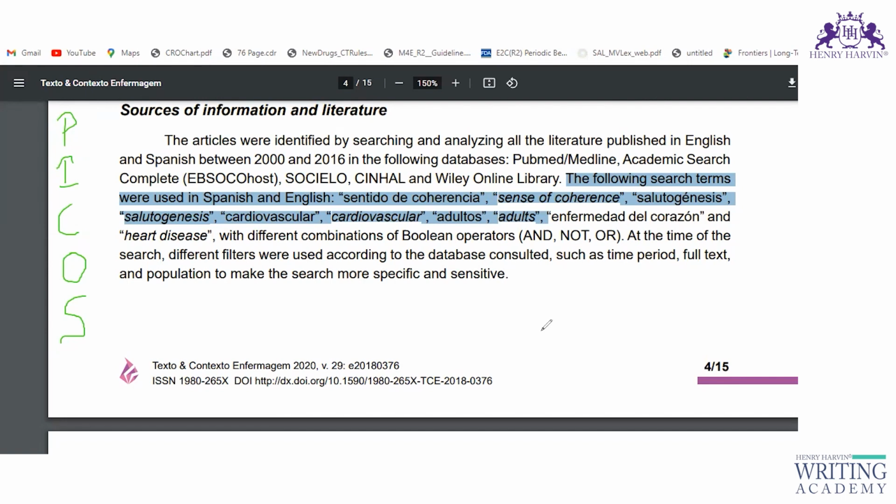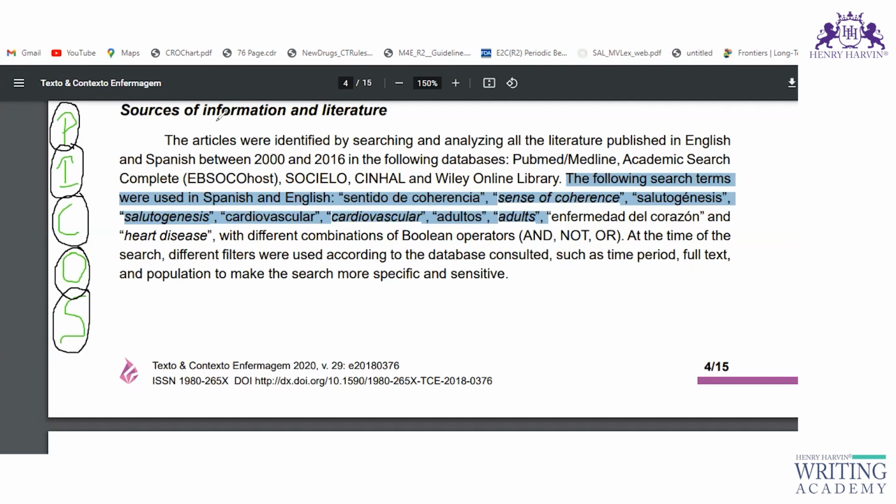PICO-S framework will be helpful for you in framing your search strategy for searching the literature, and for framing your inclusion and exclusion criteria for screening the literature. This is where P stands for population. Okay, if you want to write it down, you can write it down as well. P stands for population. I stands for intervention. C stands for comparator. O stands for outcome. And S stands for study design.